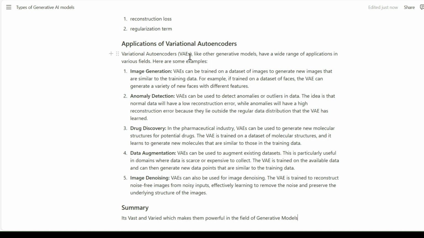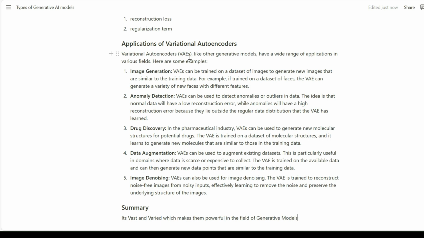Okay, next we have drug discovery. It can be used in pharmaceutical industries where VAEs can generate new molecular structures for potential drugs. It can be trained on datasets of molecular structures, and it learns to generate new molecules that are similar to those of the training dataset. It can also be used for data augmentation for existing datasets, and image denoising.